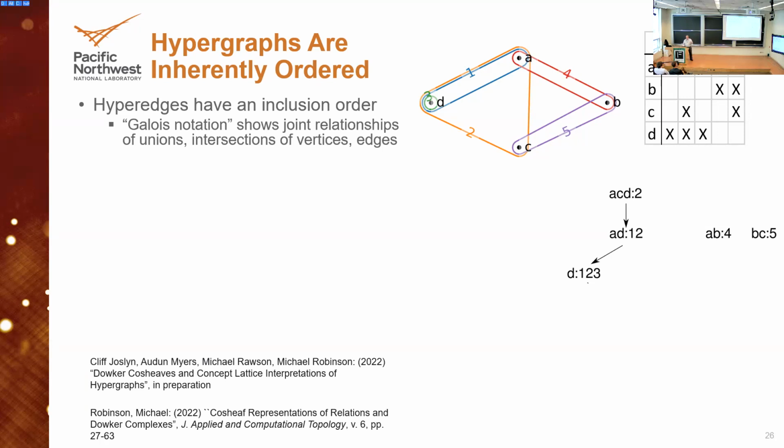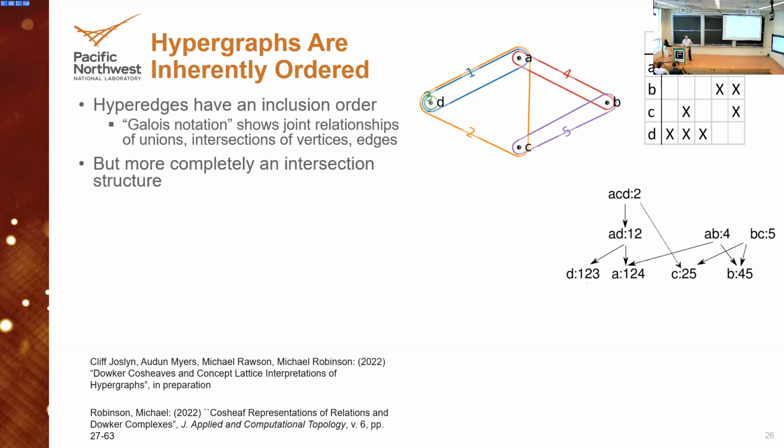So what I really want to do is go beyond the hypergraph as it's handed to me and form what we call the intersection complex. I recursively form all the intersections of my hyperedges, and then I draw the order relation for that. So A:124 is the singleton A, which is the intersection of 1 and 2 and 4, etc. All of these are played out that way.